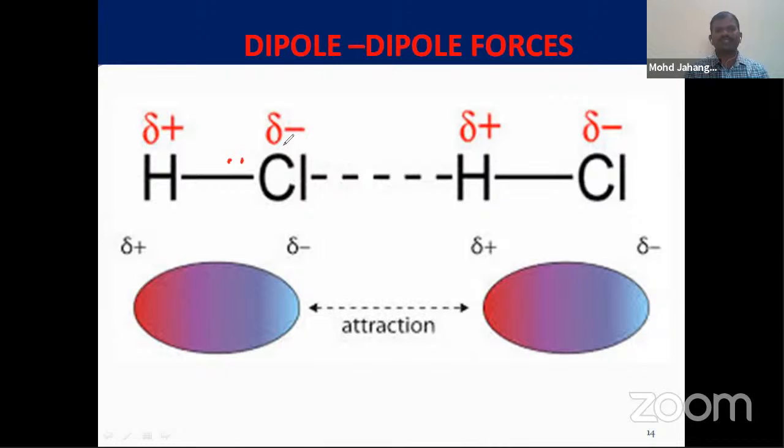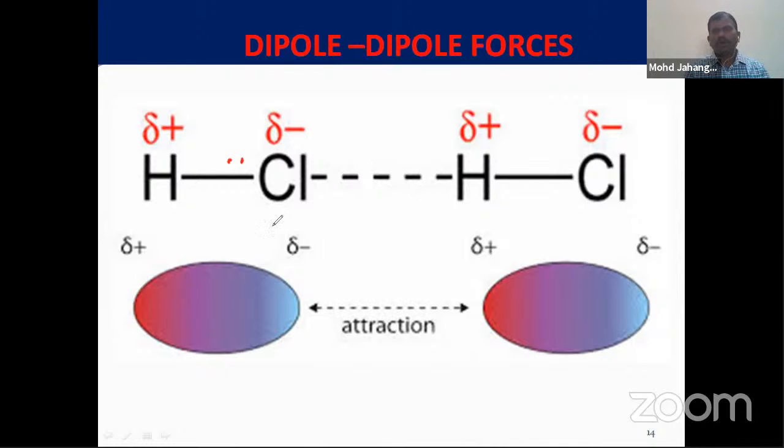Hydrogen, by partial loss of electron, possesses a partial positive charge. Chlorine possesses a negative charge due to attraction of electrons, and hydrogen due to the loss of electrons, partial, not completely, possesses a partial positive charge. Like that, dipoles are developed within the molecules.